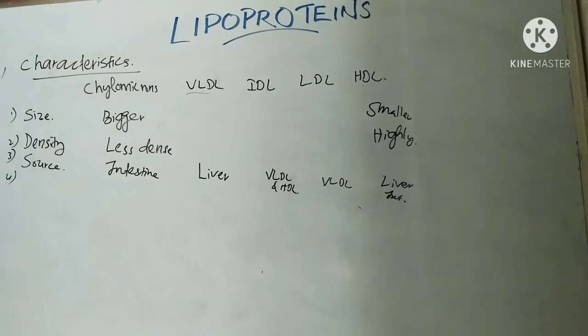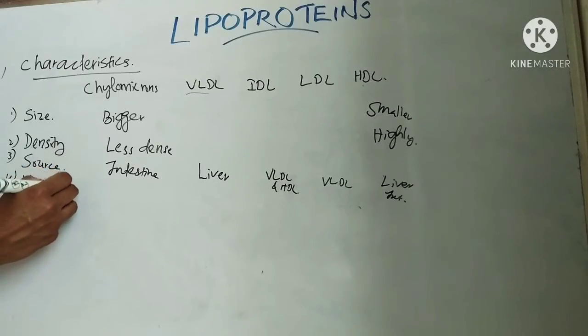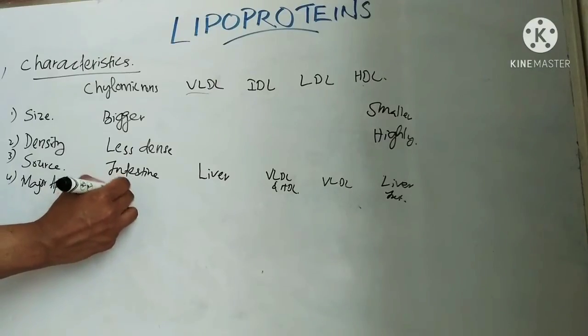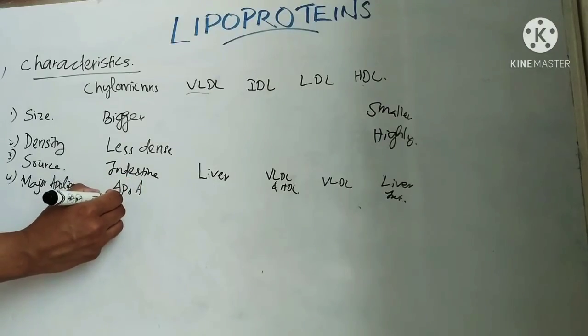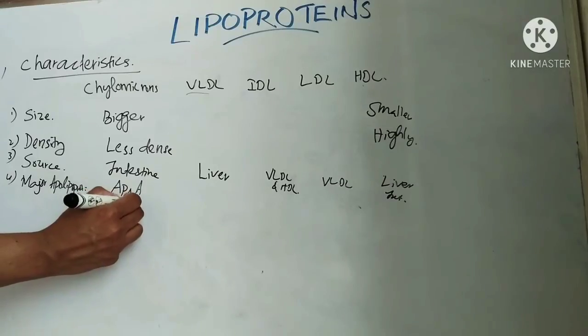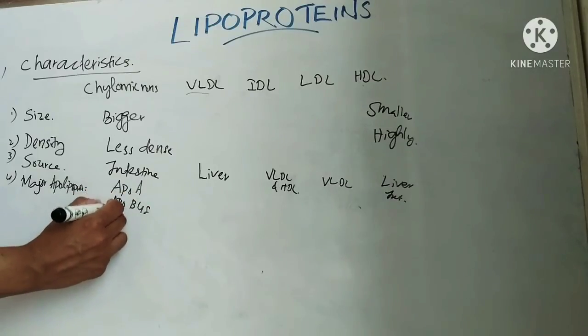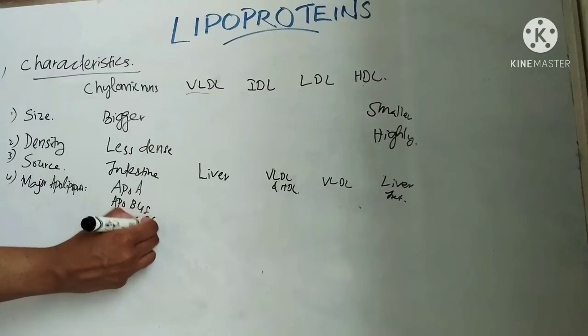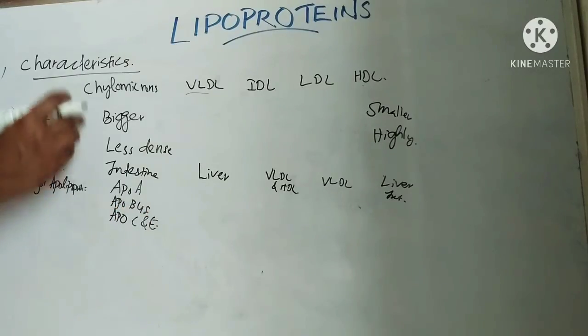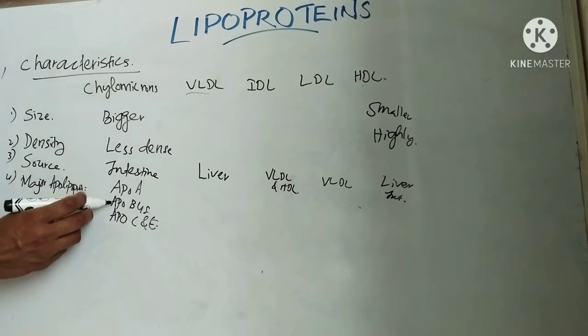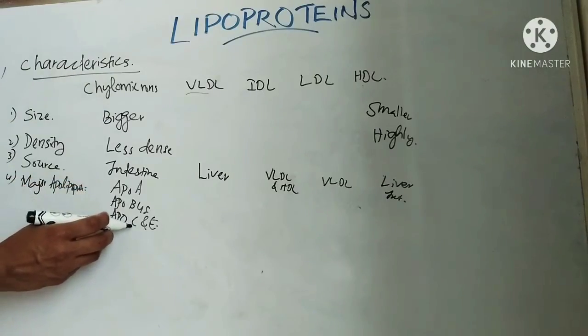Then the next characteristic, major apolipoprotein present. In chylomicrons, Apo A, Apo B48, Apo C and E. These are the major apolipoproteins present in chylomicrons.